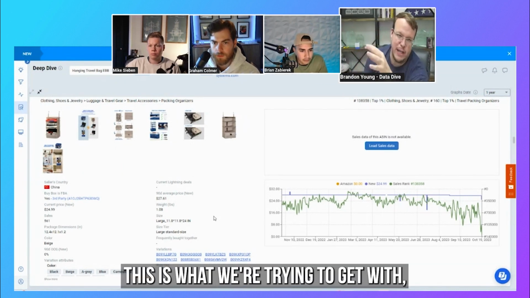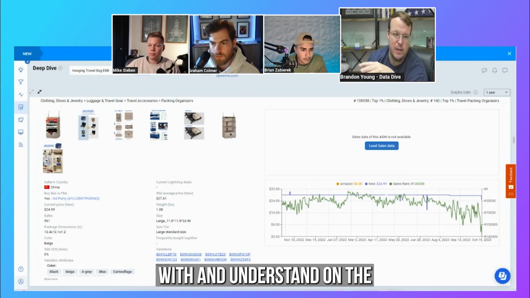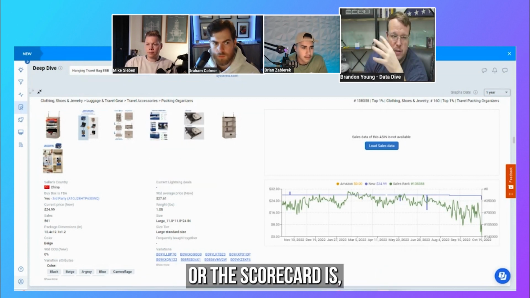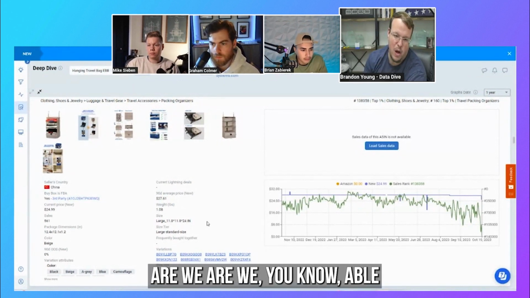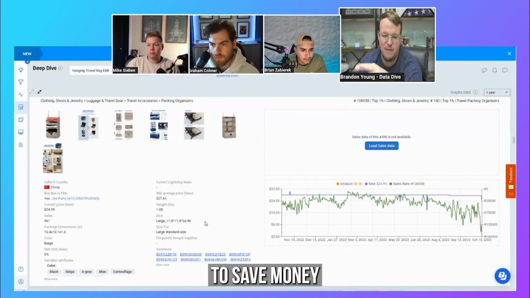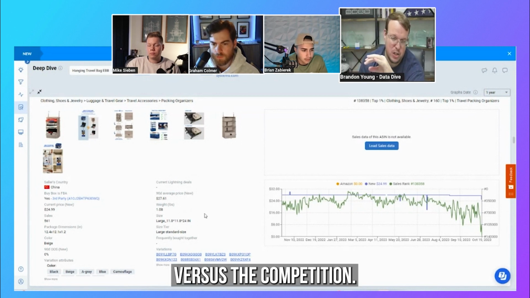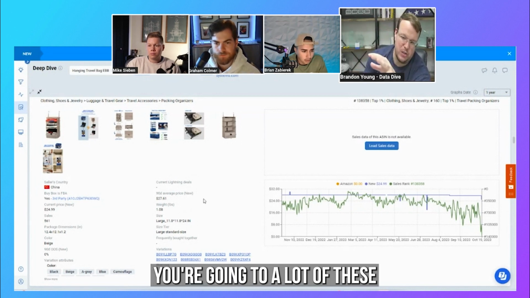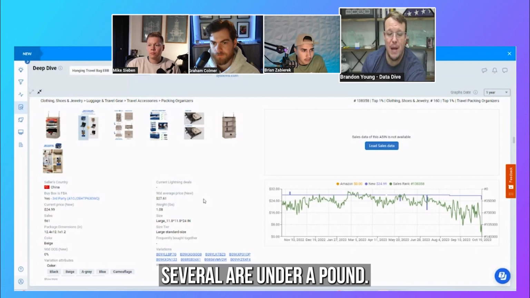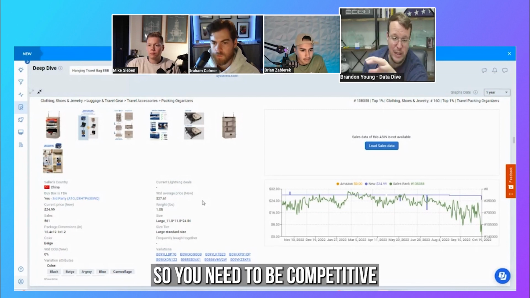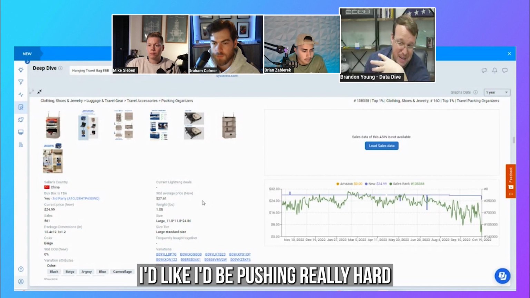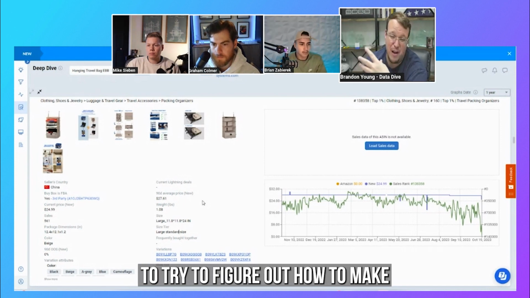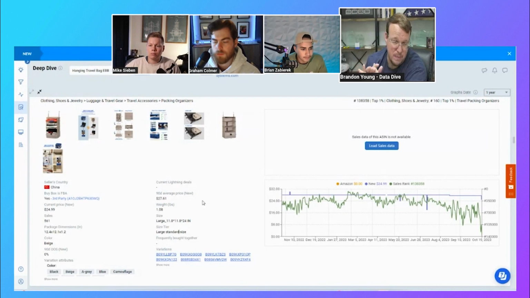And this is what we're trying to get with and understand on the master keyword list or the scorecard: really explore, are we able to save money versus the competition? It doesn't seem like you're going to. Several are under a pound. Most are under 2 pounds. So you need to be competitive, even though you have that extra functionality. I'd be pushing really hard to try to figure out how to make sure I'm not more than 2 pounds.